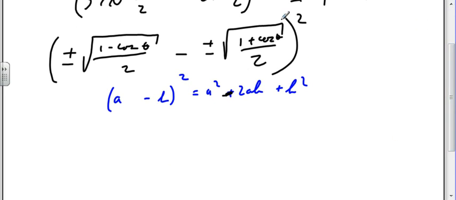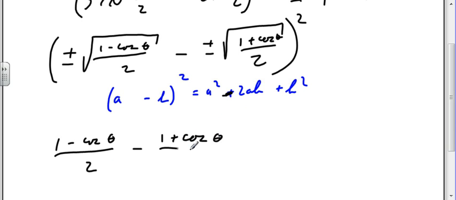All right, well, if I do that, the plus or minus goes away, and in the first case I get 1 minus cosine theta over 2. And then the b squared guy, we'll do him next. He's going to be 1 plus the cosine theta over 2. And now I'm going to have the minus 2 times the ab.